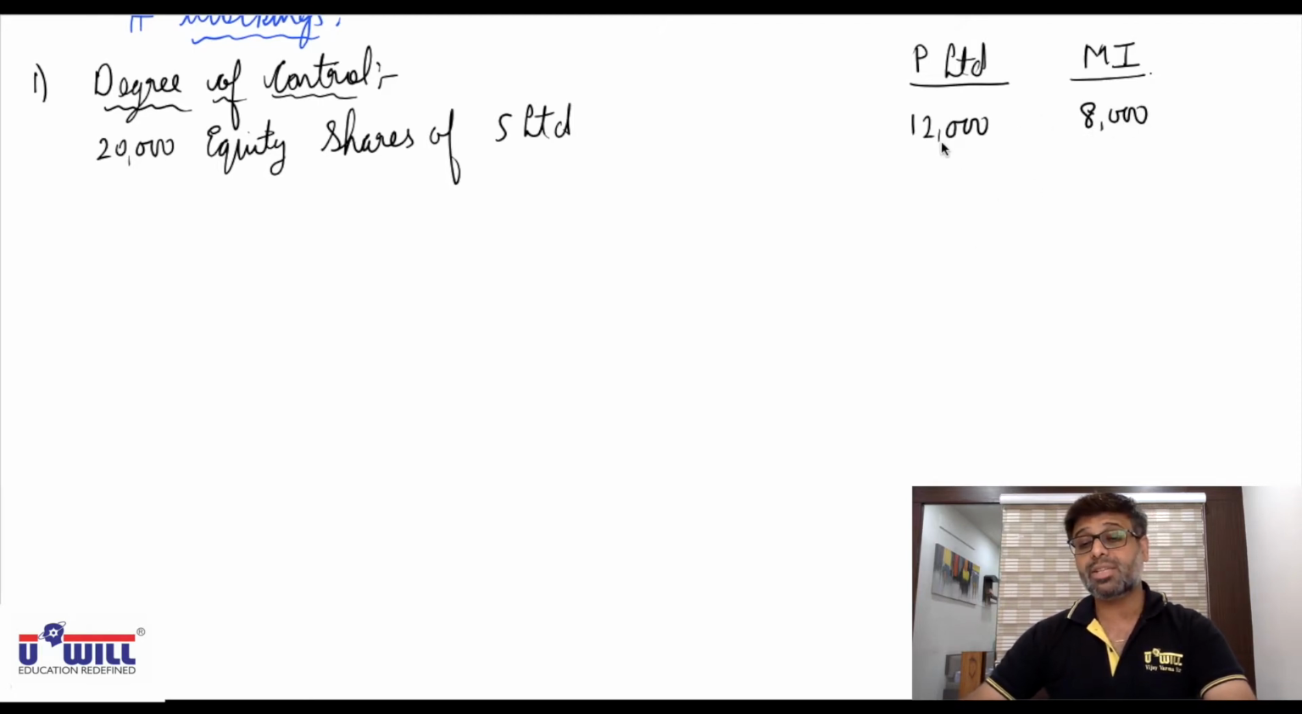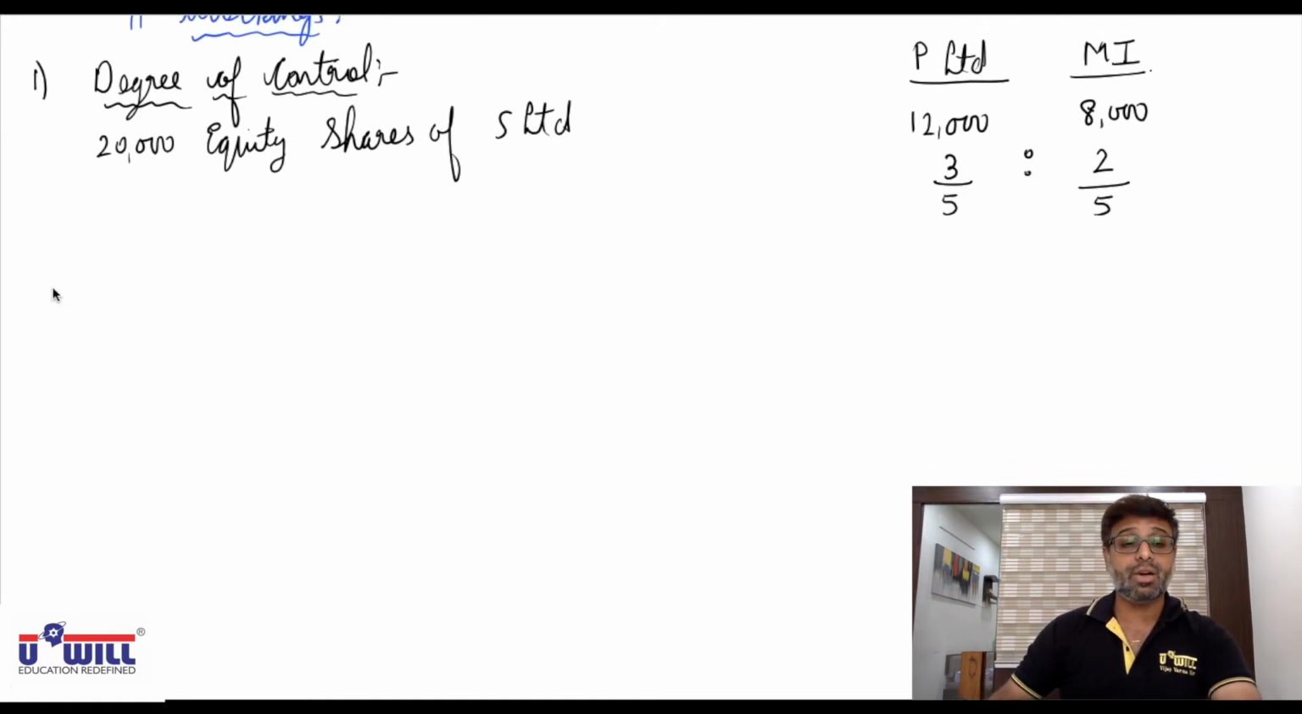Now if you cancel the zeros, then 12 divided by 4 is 3, 8 divided by 4 is 2. Both are divisible by 4. So 3 is to 2, 3 plus 2, 5. 3 by 5 and 2 by 5 is the ratio of degree of control. Second working, we will make time ratio.